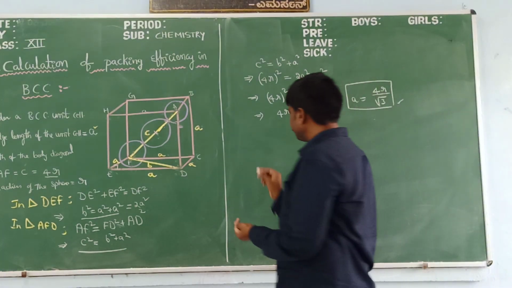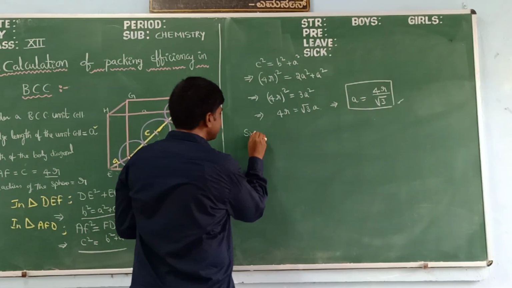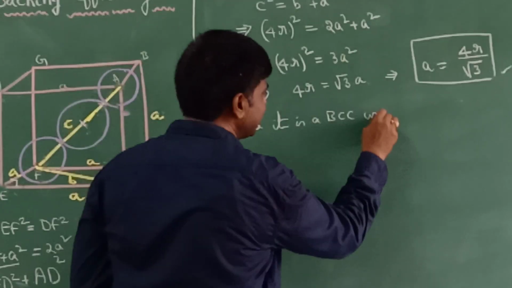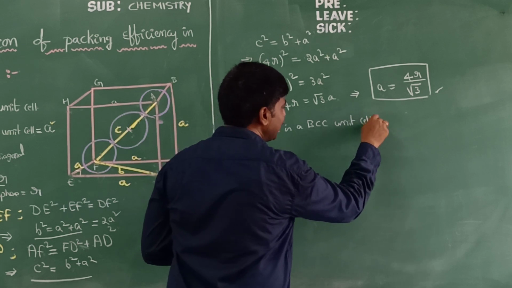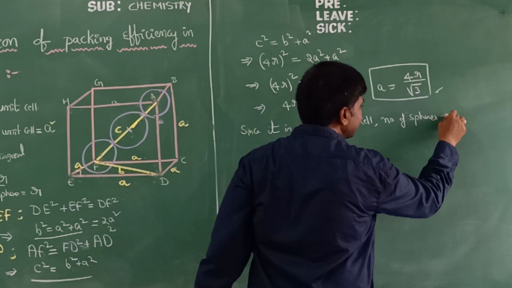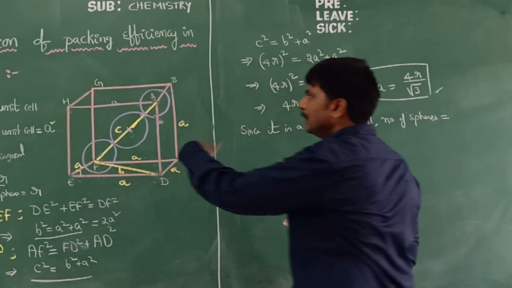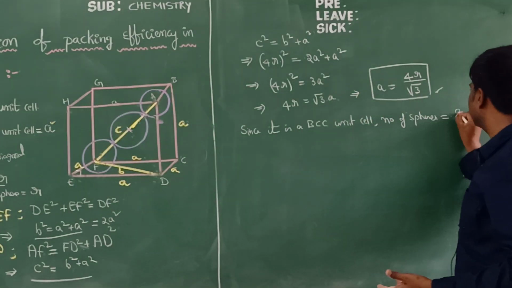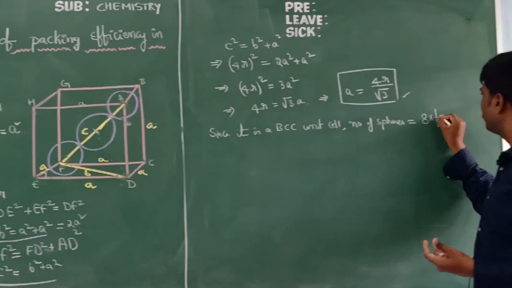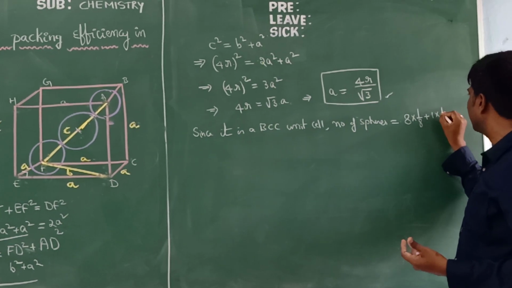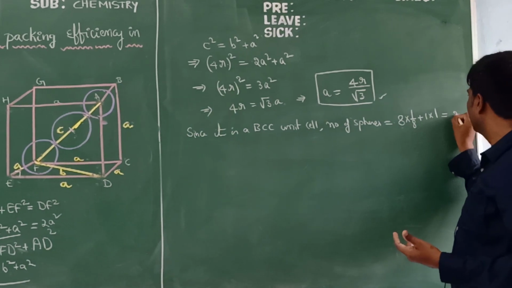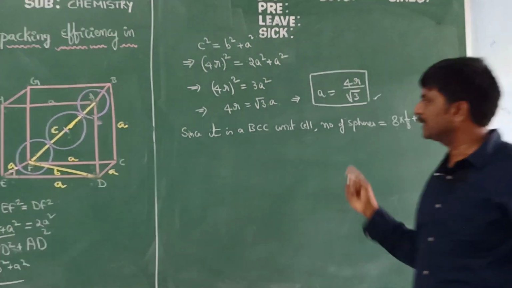Now, since it is a BCC unit cell, you can calculate the number of spheres. Total number of spheres: in a BCC unit cell, as already discussed, how many corners are there? 8 corners. Each corner contributes 1 by 8, plus 1 sphere at the body center. 8 into 1 by 8 plus 1 into 1. So total 2 spheres are there.